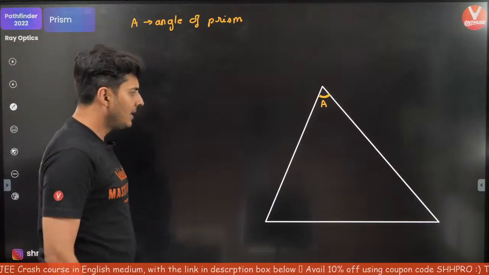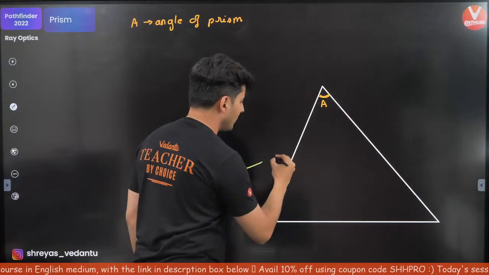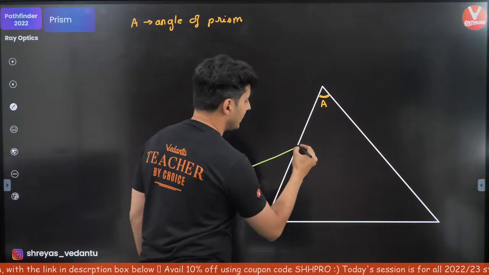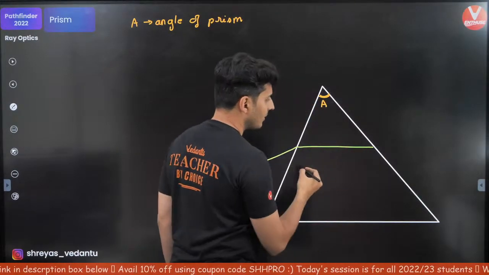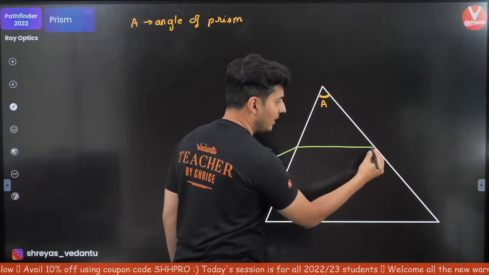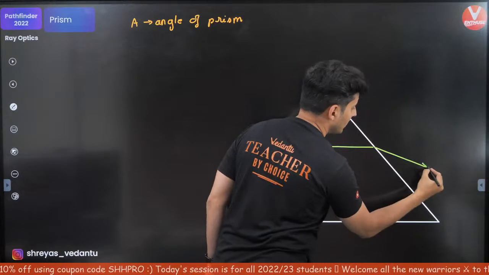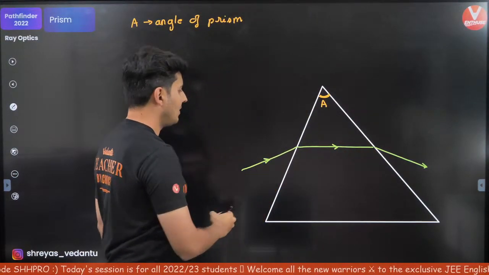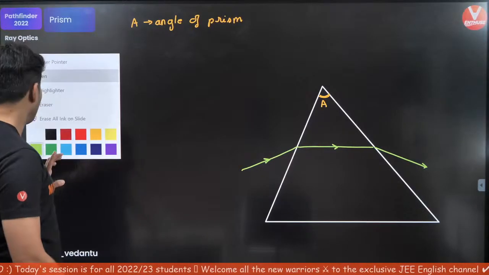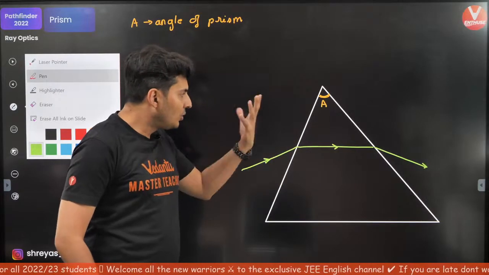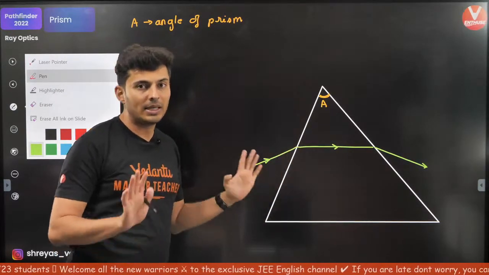Now, let's say the light enters from here. Light enters from here, and let's say it gets refracted somewhere here, and then again it refracts over here. It's going from dense to rare, so it should bend away from the normal, something like this. So this is the journey of the ray of light. I'm just showing some random angles. Please don't think they are equilateral or they are 60 degrees.